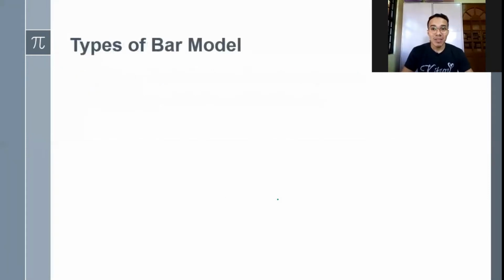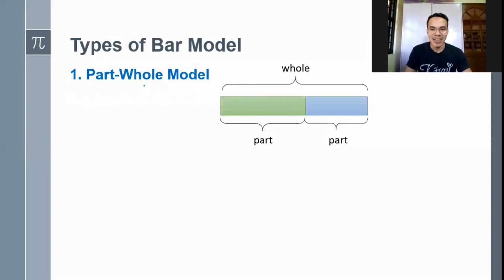And what are some types of bar models? Since you are still grade 2, I'm just going to present to you two types of bar model. So whenever you solve a problem, just think of these two types. Number one, part-whole model. From the name itself, there's a part and there's a whole. How does it look like? It looks like this. We have one part, another part. You put the parts together in order to get the whole.